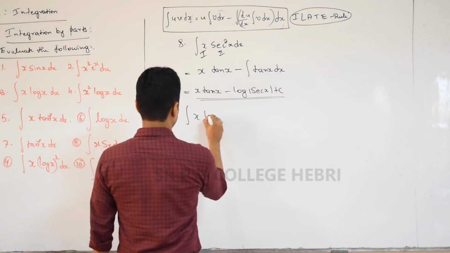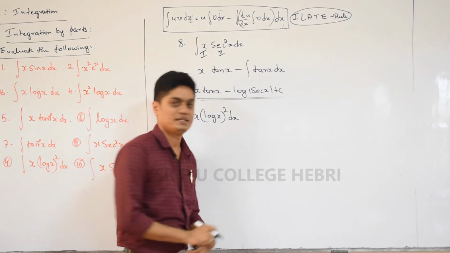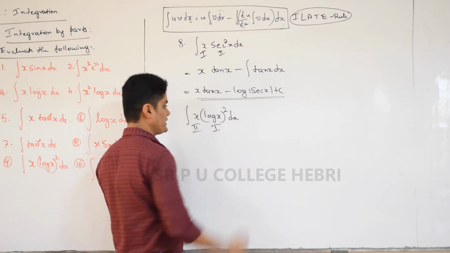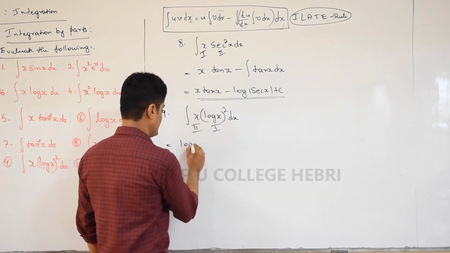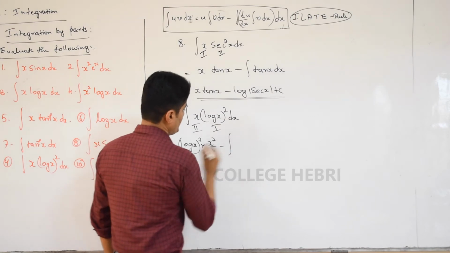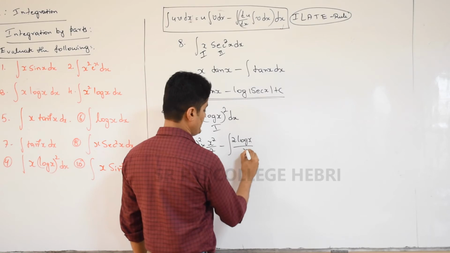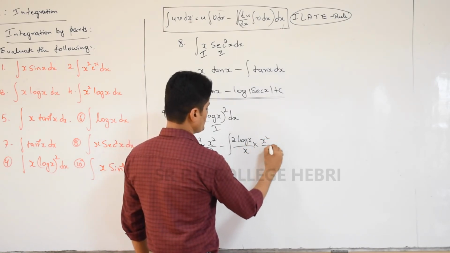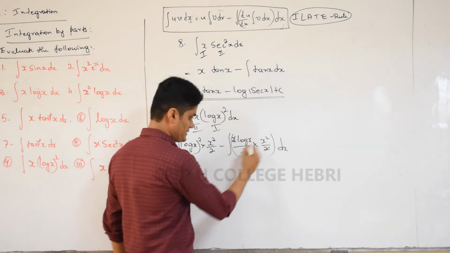Question number 9, x log x whole square. X log x whole square. Log x comes under which type? Yes, it's a logarithmic function, so log x whole square must be the first function, x should be the second function. Start applying integration by parts. What is the differentiation of log x whole square? 2 times log x divided by the differentiation of log x, which is 1 by x, into x square by 2. So 2 cancels, x cancels.